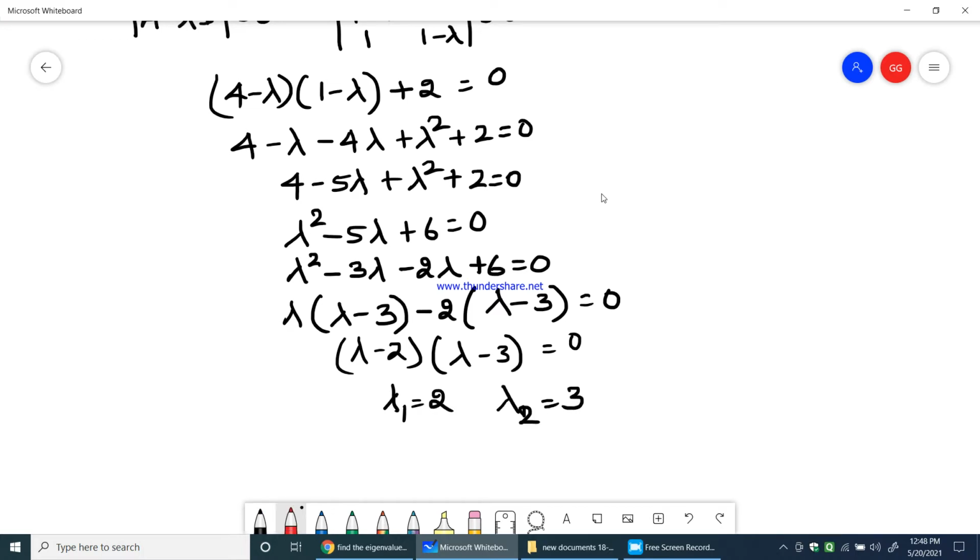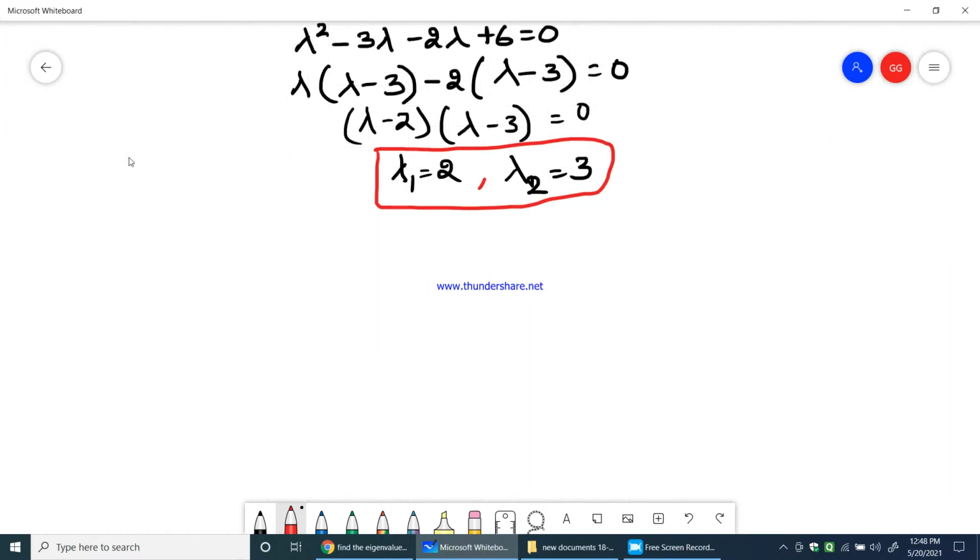Now these are the two values, eigenvalues, that we get. Based on these two values we get two vectors, so we will see that now. The eigenvector when lambda 1 equals 2.